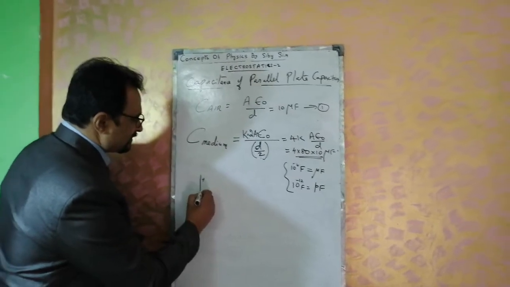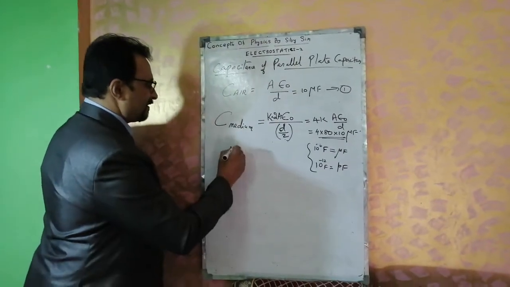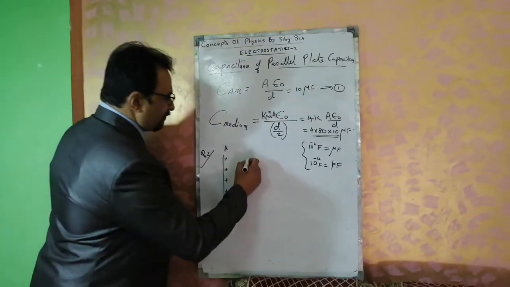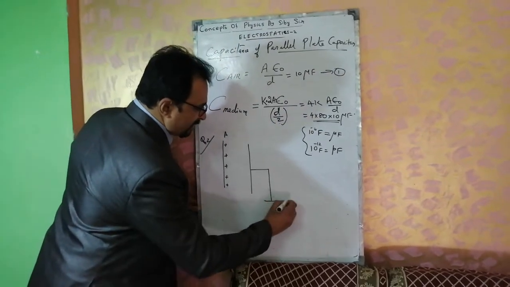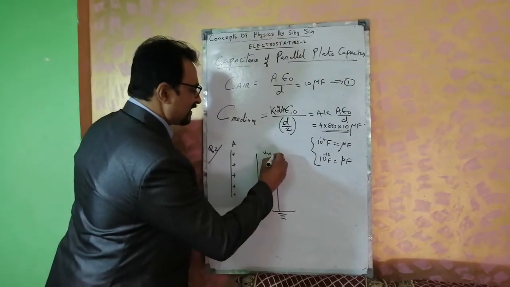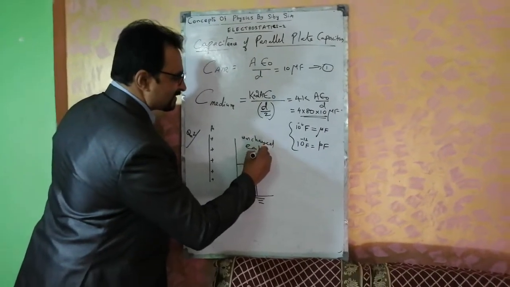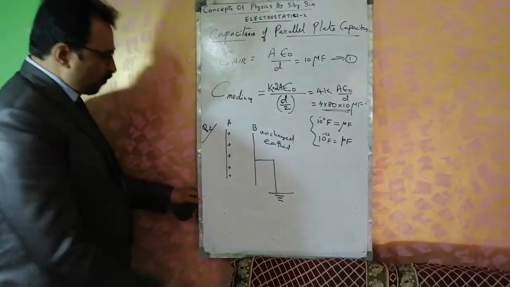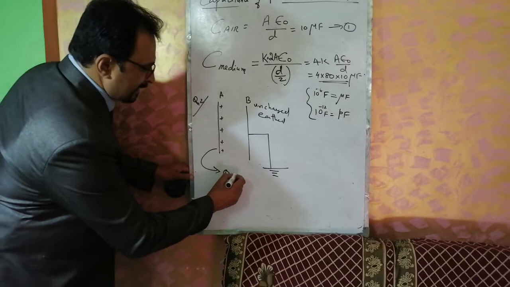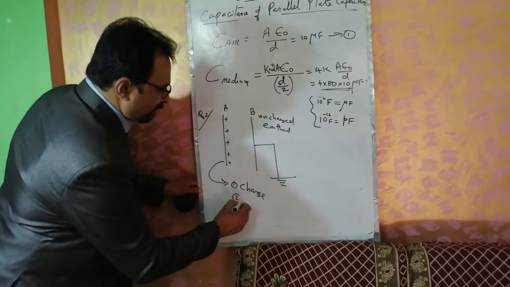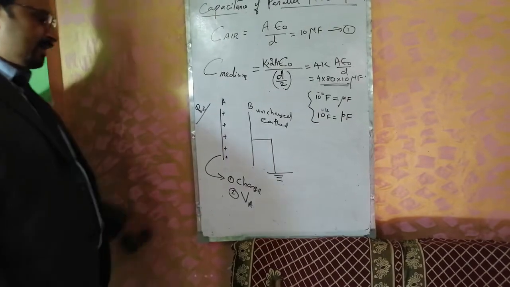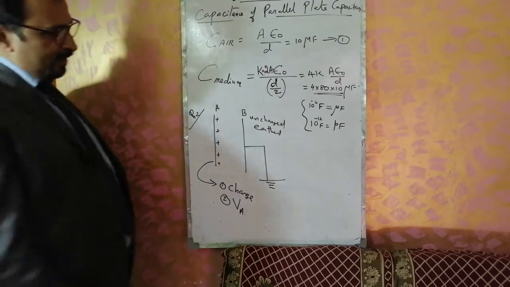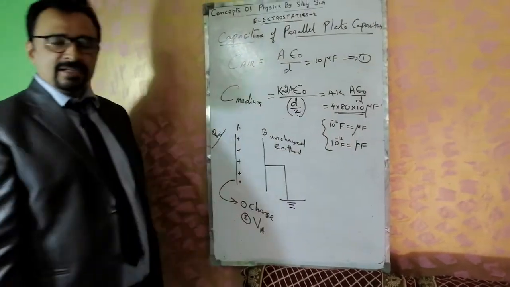There is a charged conductor. Question number 2: if an uncharged earth conductor is placed near to a charged conductor, what will happen to the charge on plate A and potential of plate A? What is happening to charge on plate A and what is happening to potential on plate A if an uncharged earth conductor is placed near to it?